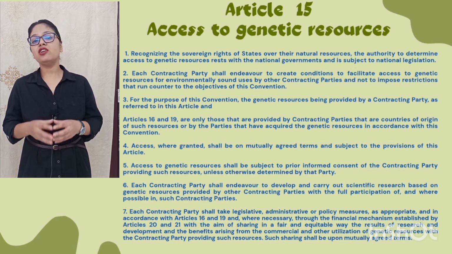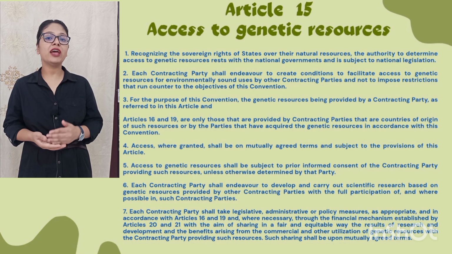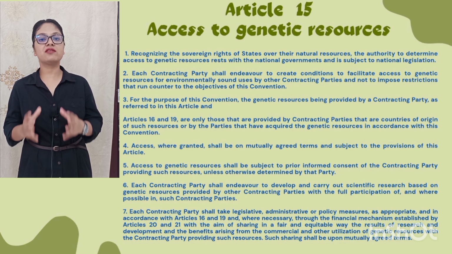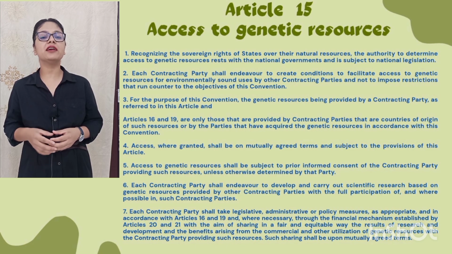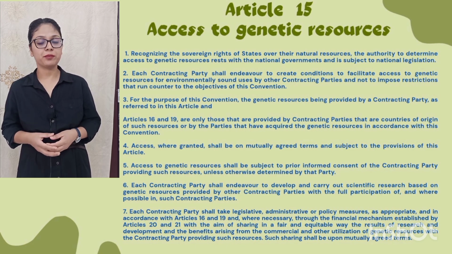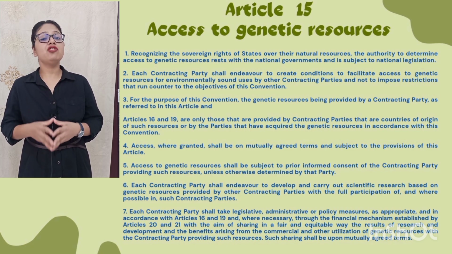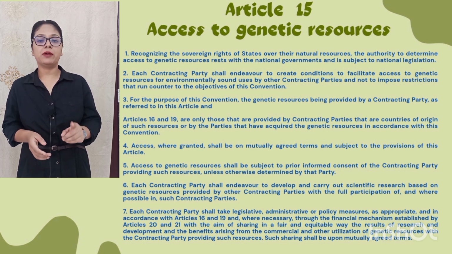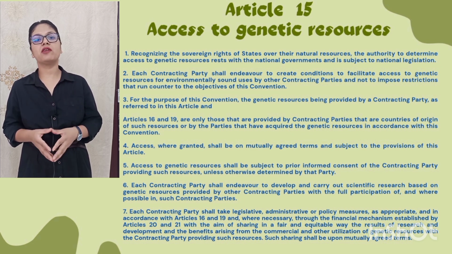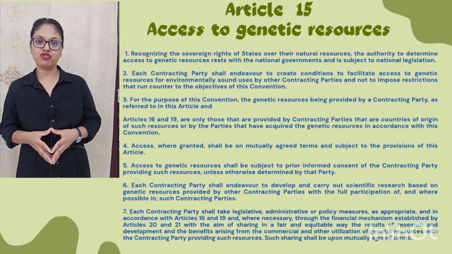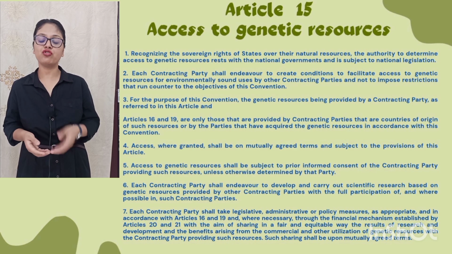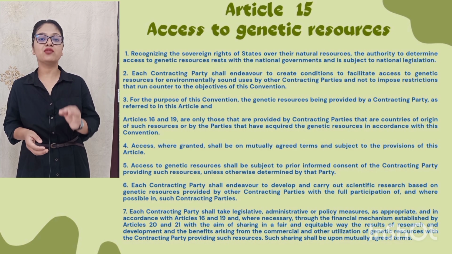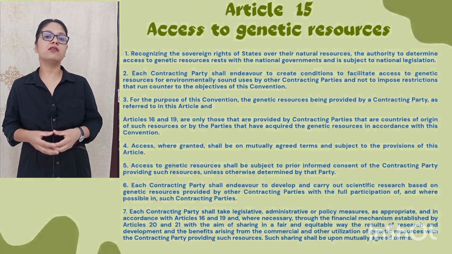Next is that each contracting state shall conduct scientific research with regard to genetic resources if it is already undertaken by the other contracting state. And each contracting state should develop legislative, administrative, and other policy measures with regard to the sharing of the benefits arising from the use of genetic resources, which we have discussed earlier that it is one of the key objectives of the convention as well.